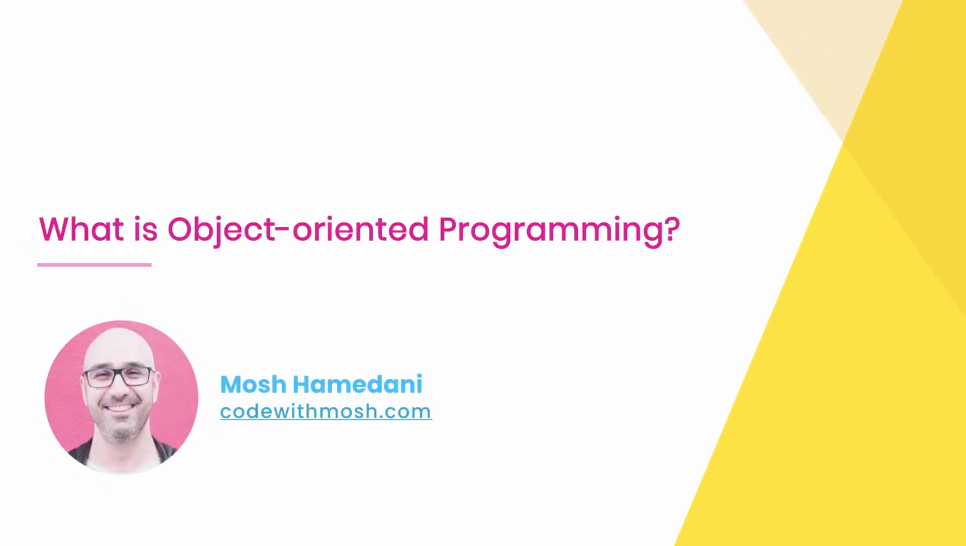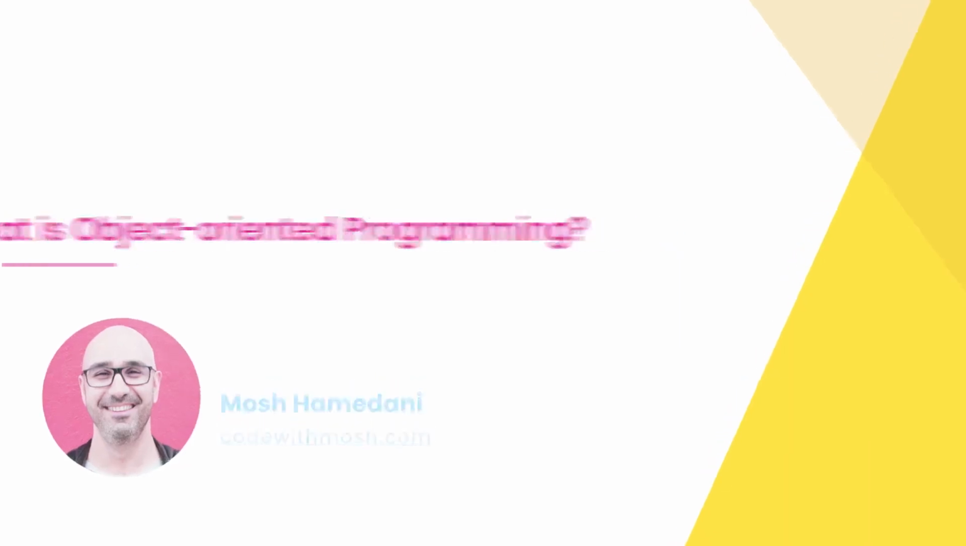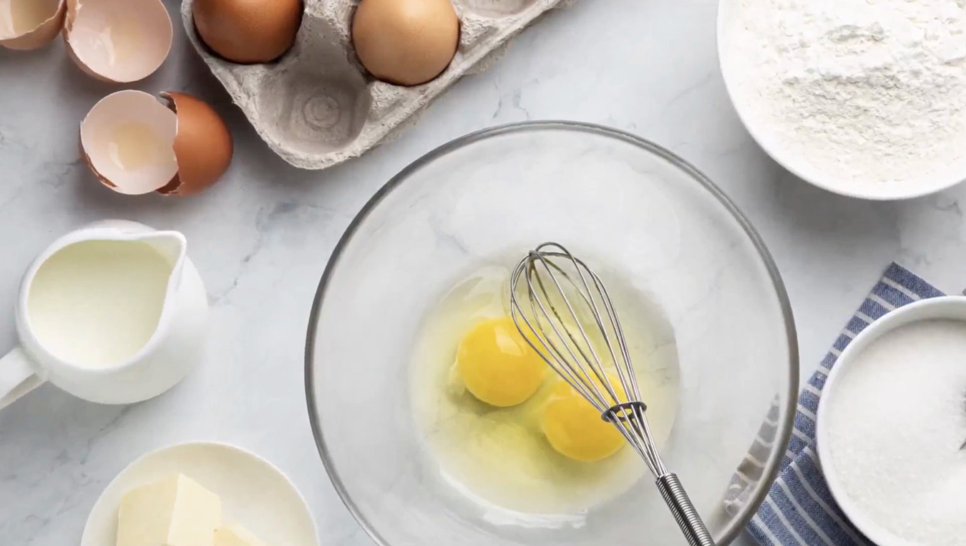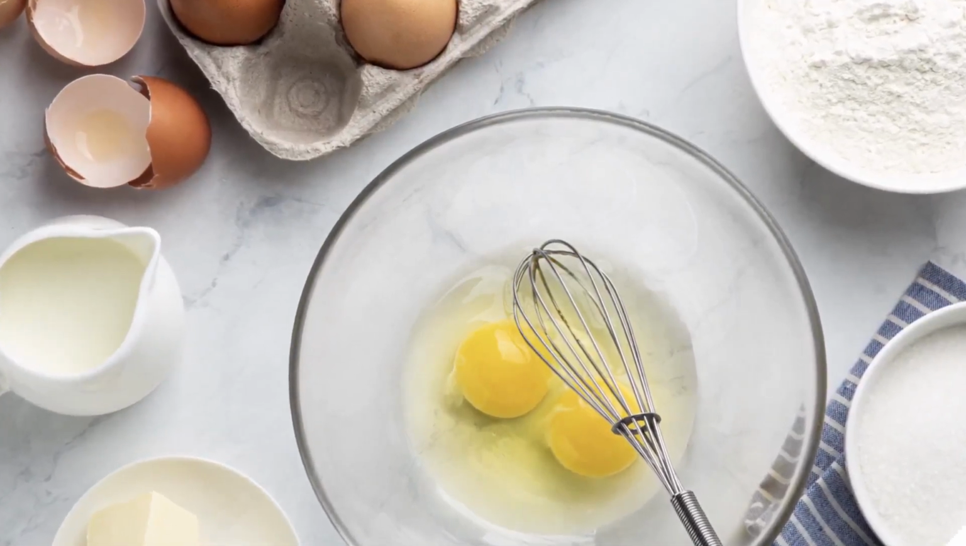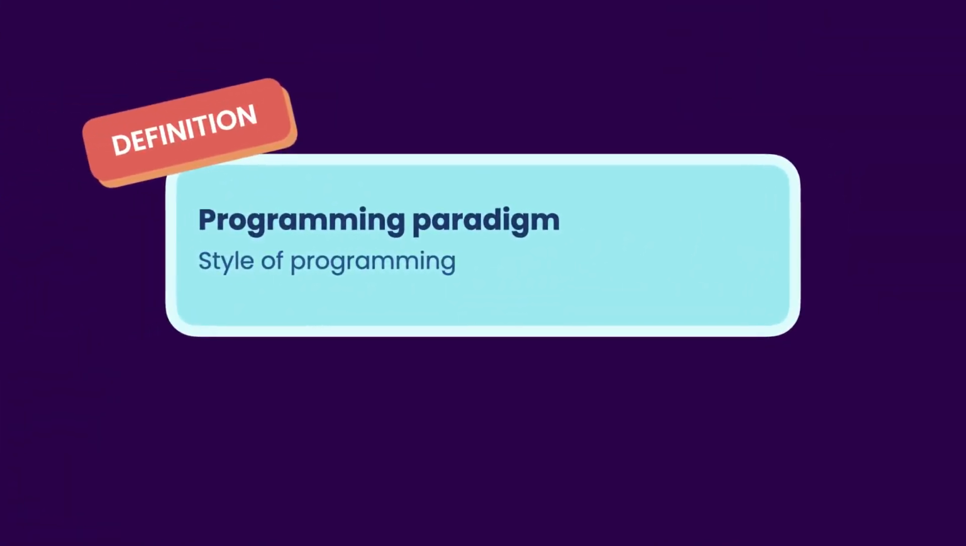So, what is object-oriented programming and why should you learn it? Well, just like we have different ways to bake a cake, we also have different ways to write software. These are called programming paradigms. So, a programming paradigm is a way of writing software.